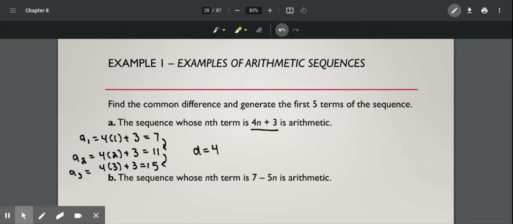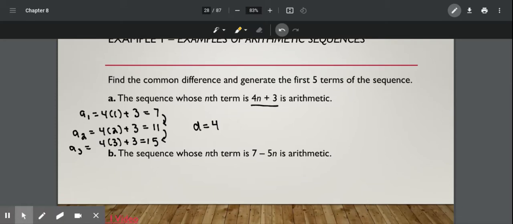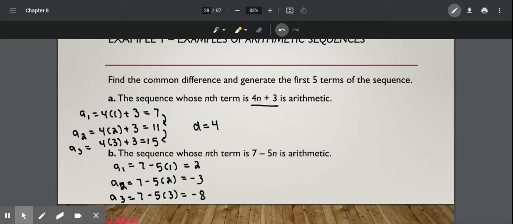If we do the same thing with the next sequence, 7 minus 5n, our first term is 7 minus 5 times 1, so our first term would be 2. Our next term would be 7 minus 5 times 2, so we'd be at negative 3. Our third term would be 7 minus 5 times 3, so we'd be at negative 8. And what you find is that every term here, we're subtracting 5.